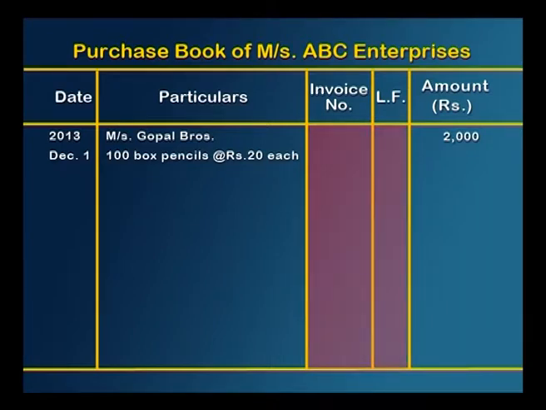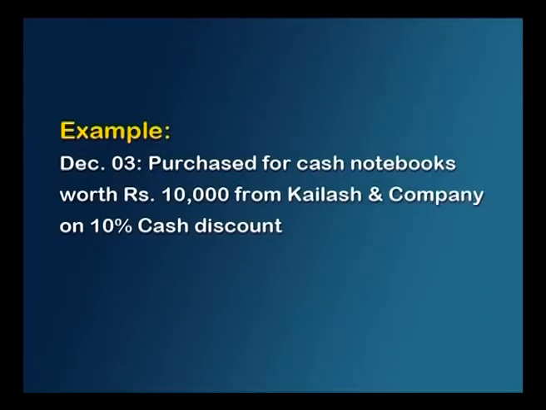So, this is recorded when the information is available with you. In real life businesses, the businessmen will have the invoice number and ledger folio with them. So, they will be writing about this transaction. Second transaction, December 3, just note that this is not recorded in purchase book. We will come to this later on.